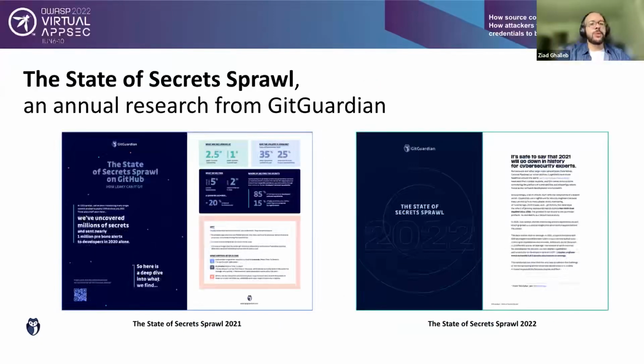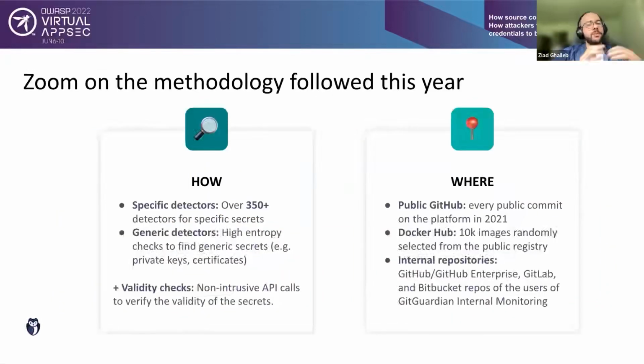Now, what we did at GitGuardian is produce this annual research on the state of secret sprawl, which takes a look at the leakage of credentials in public spaces. The first year in 2021, we looked at public GitHub. And now this year in 2022, we looked at public GitHub, Docker Hub, but also private Git repositories. And I will be sharing with you now some of the findings of this report. But before we get there, let's take a look at the methodology we followed this year.